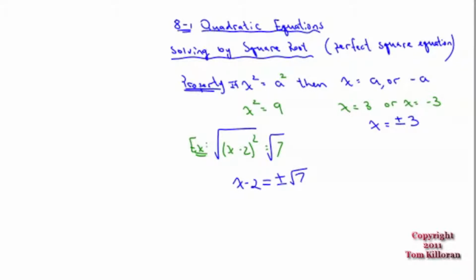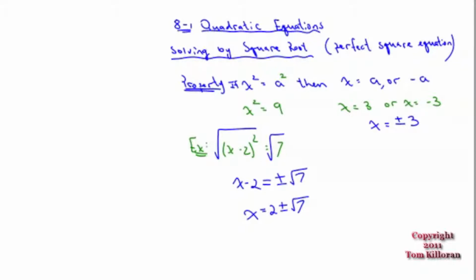How do you solve for x? Add 2. And generally what you do is you put it in front of the plus or minus, not after the square root of 7. So you're going to get x is equal to 2 plus or minus the square root of 7.